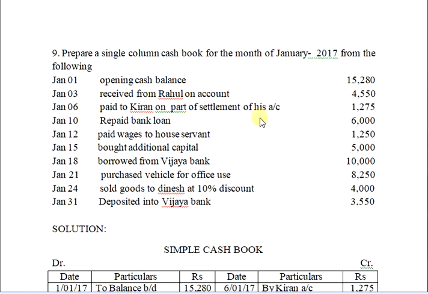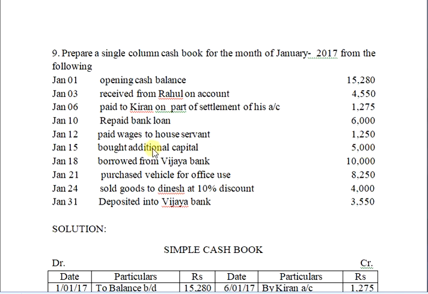Jan 10th, repaid bank loan 6,000. We are repaying the bank loan. When we repay, what happens? Our cash balance decreases. So it should be taken under the credit side. Jan 12th, paid wages to house servant 1,250. When we pay wages to the house servant, what happens? Our cash balance reduces. So it should be taken under which side? Under the credit side.